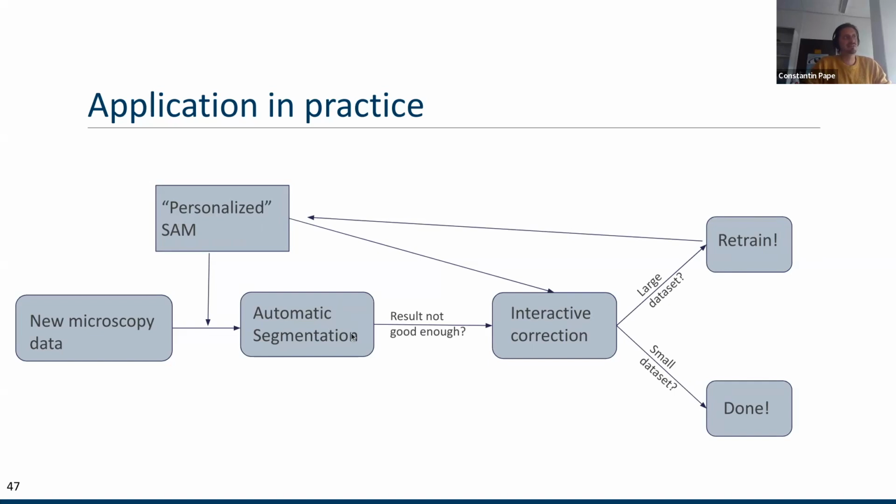Hopefully then your result is good enough, but if it's not, you can go on correcting, which is now faster because the model was better for your specific task, and then retrain again. So this is kind of the application in practice.